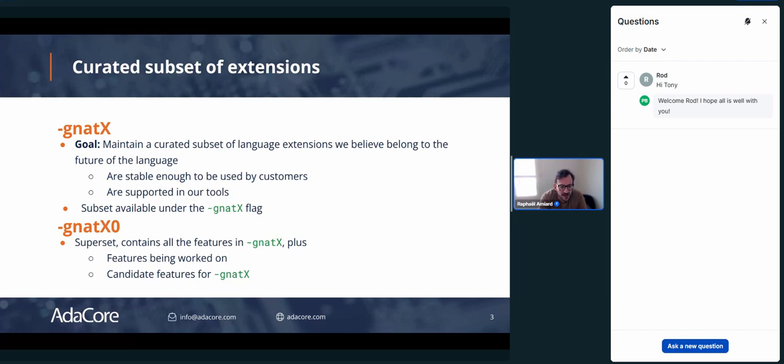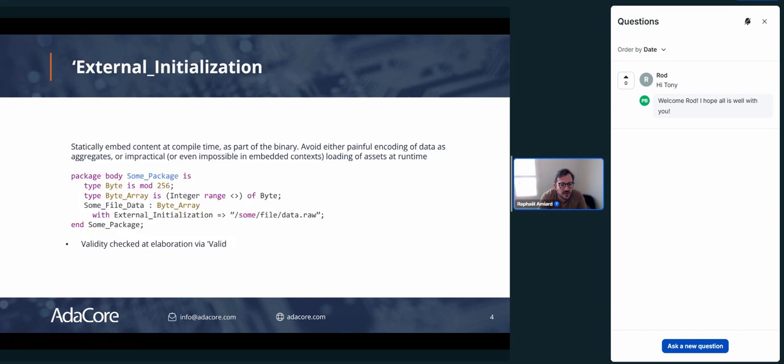And we have a new flag, which is called -gnatX0, which is a superset of -gnatX and will enable every experimental feature. So we encourage people to use the -gnatX flag and use the features that we consider stable enough to be used by our customers and are supported in our tools. And -gnatX0 is a preview.